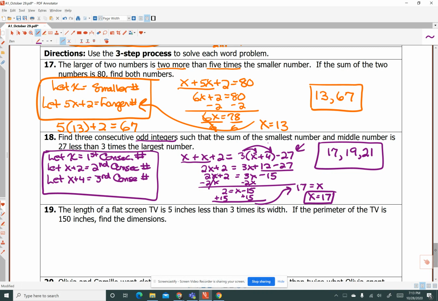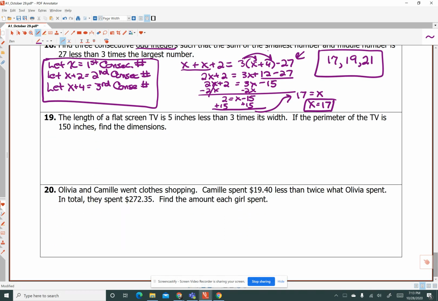So let's look at number 19. The length of a flat screen TV is 5 inches less than 3 times its width. If the perimeter of the TV is 150 inches, find the dimensions. So we have length and width. So let x equal the width. And the length is 5 inches less than 3 times the width, so let 3x minus 5 equal the length.